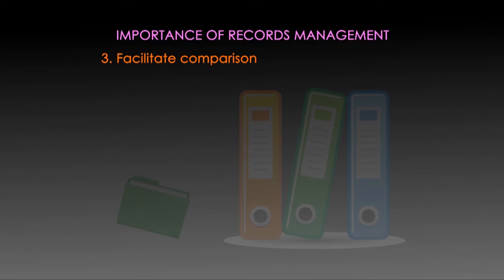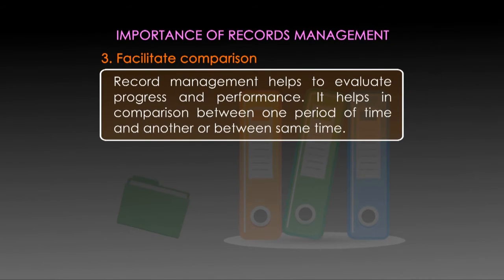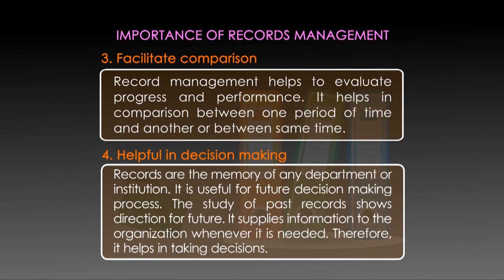Number 3, facilitate comparison. Record management helps to evaluate progress and performance. It helps in comparison between one period of time and another or between the same time. Number 4, helpful in decision making. Records are the memory of any department or institution. It is useful for future decision making process. The study of past records shows direction for future. It supplies information to the organization whenever it is needed. Therefore, it helps in taking decisions.